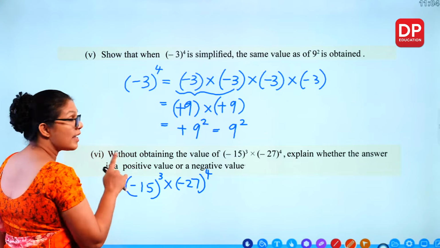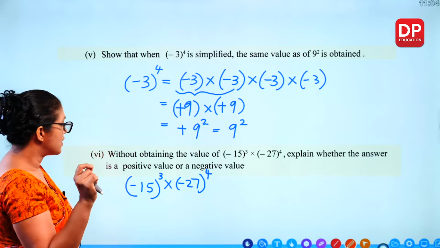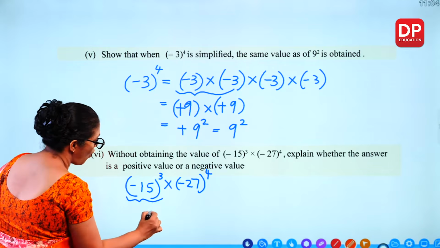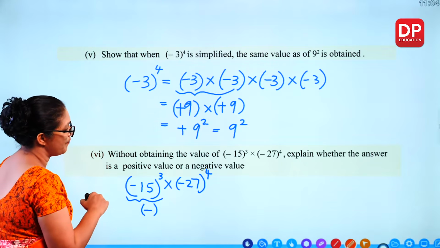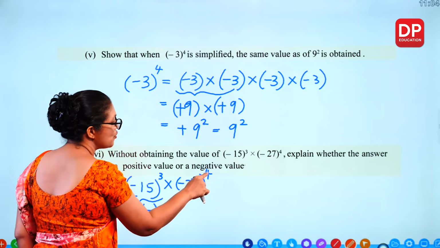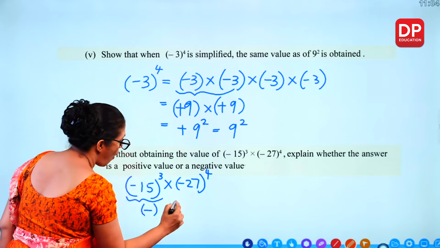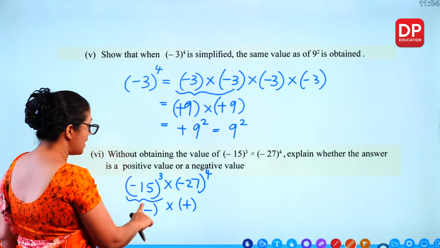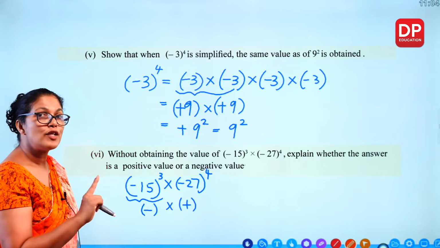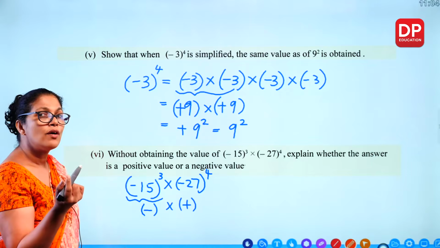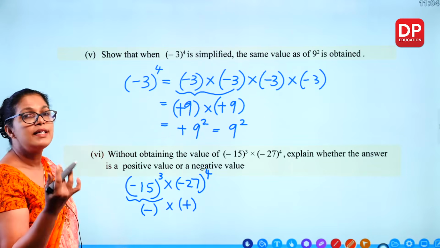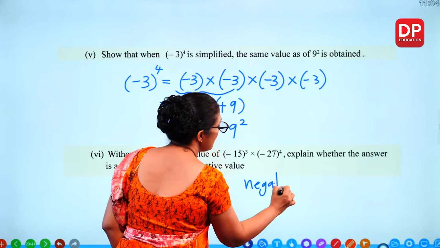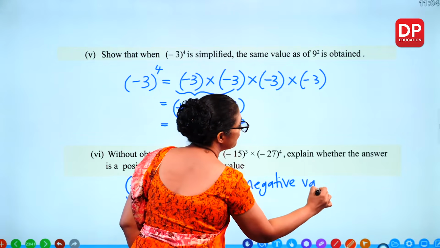Okay, so here the power is odd. Negative number to the power odd is always negative. Here negative value to the power even, always positive. Now a negative value and a positive value multiplication, so you get definitely a negative answer. So you get a negative value.